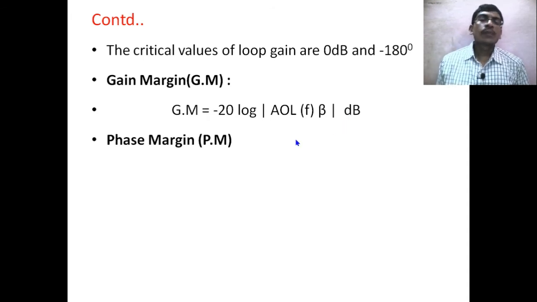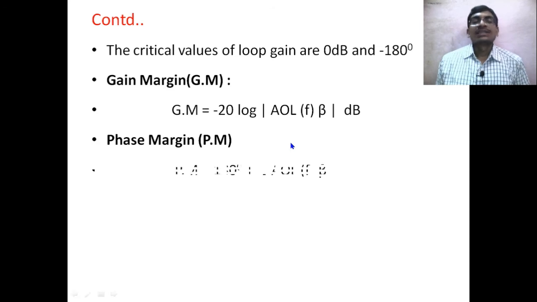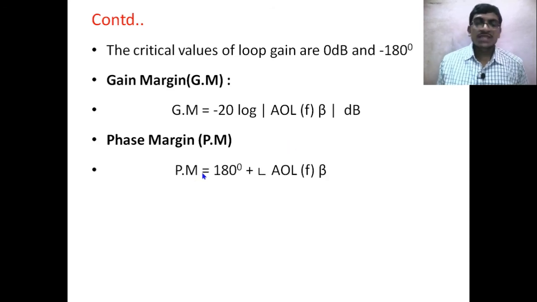And one more phenomenon, the phase margin, the margin of the phase. The phase margin is 180 degrees plus the angle of AOL of F into beta. So these two are very important equations in order to know our circuit stability, gain margin and phase margin. The gain margin is expressed in terms of decibels and the phase margin is represented in terms of degrees.